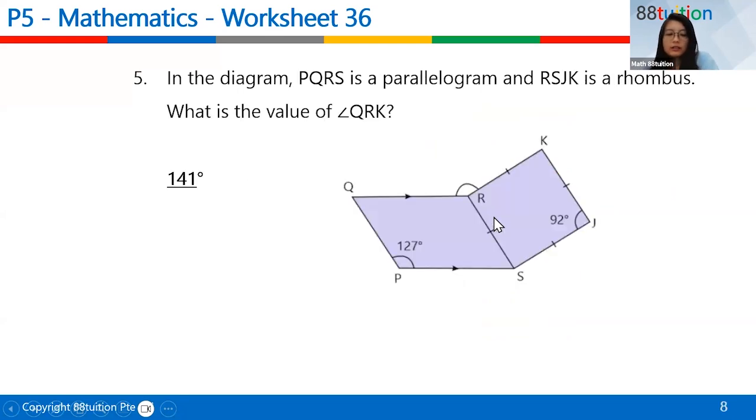Next. It's a rhombus. Another thing, I said it last week, but for angle questions, please read the text also. RSJK is a rhombus. What's the value of QRK? This one. So that means you need to know this, which is 92. Opposite angles in a parallelogram are also the same. So this is just 360 minus 92 minus 127. 141. Get it?